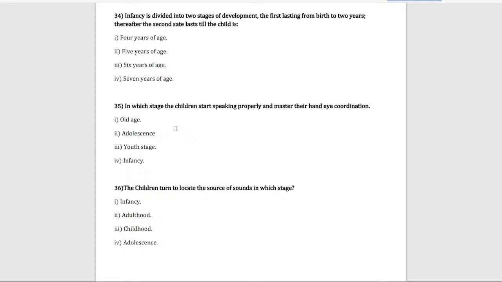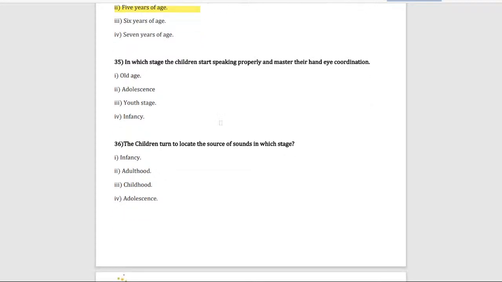The correct answer for question number 34 is 5 years of age. So the infancy is divided into two stages of development. The first lasting from birth to 2 years, and thereafter the second stage lasts till the child is 5 years of age. Question number 35.